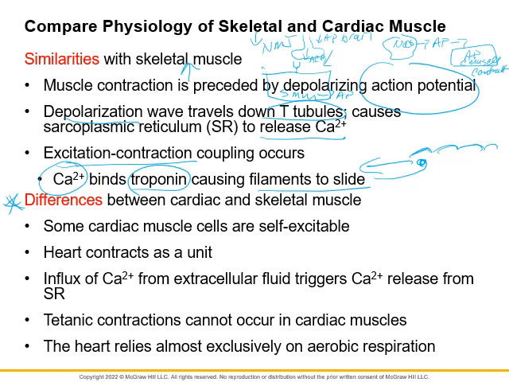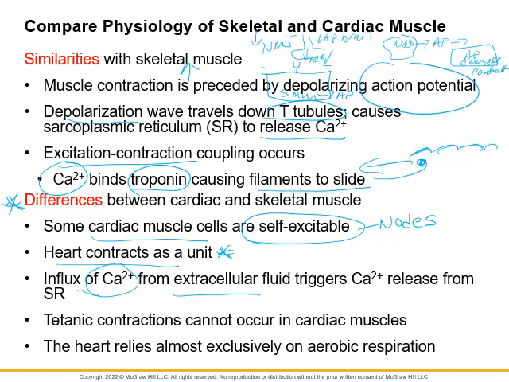The difference is some cardiac muscle cells are self-excitable. Those are the nodes we keep talking about. The heart contracts as a unit. The influx of calcium from extracellular fluid triggers the calcium release from the sarcoplasmic reticulum. So extracellular calcium, when it enters, causes that plateau phase, right? That calcium entering is what actually triggers the internal calcium, the intracellular calcium from the sarcoplasmic reticulum, to be released.